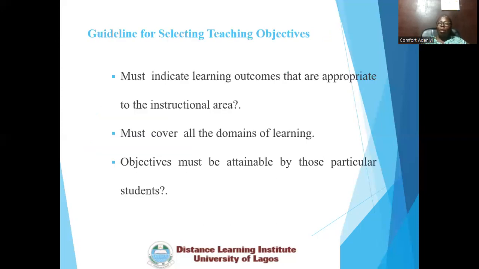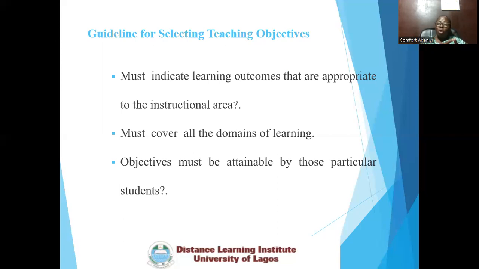Now, before we go on, let's talk about the guidelines for selecting these teaching objectives. We have talked about the characteristics of these objectives, but now, what are the guidelines for us to select teaching objectives? In selecting teaching objectives, you must indicate learning outcomes that are appropriate to the instructional areas. That is, when we are testing objectives, it must be adequate, it must be in line with the instructional areas. Like I said earlier, you can't be setting objective for quadratic equation while you are teaching linear equation. You can't be setting objective for chemistry while you are teaching biology. The objective must be in line with the instructional area.